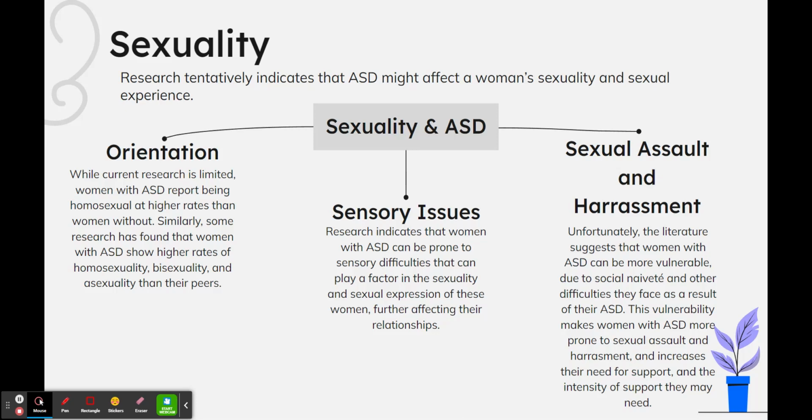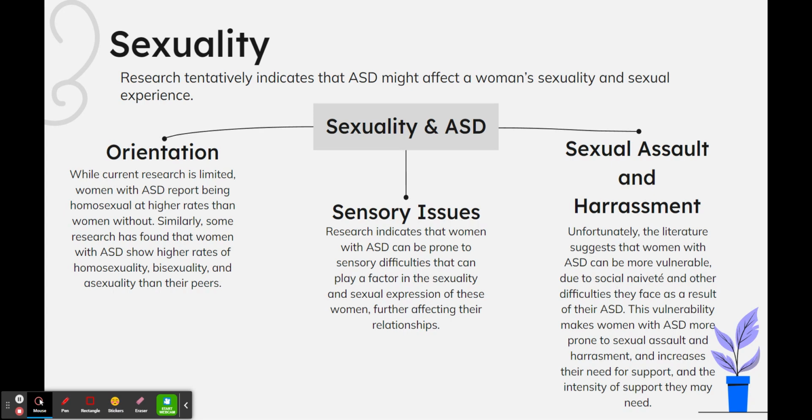Now, sexuality is a big thing that is affected particularly in women. It is shown in research that women with autism report being homosexual at higher rates. It is also shown that women with autism have higher rates of bisexuality and asexuality than their peers without autism. Women can also be prone to more sensory difficulties when they have autism, and this can affect their sexuality and their sexual expression, which in turn affects their relationships.